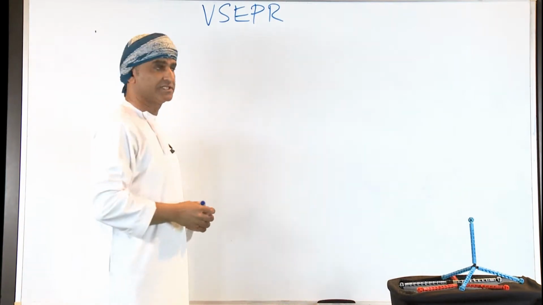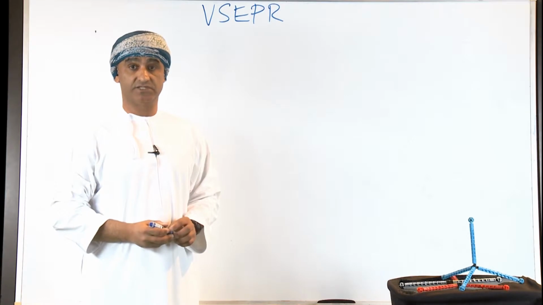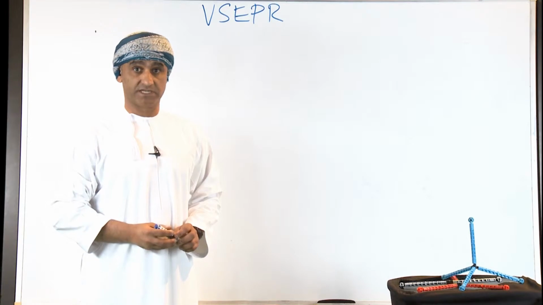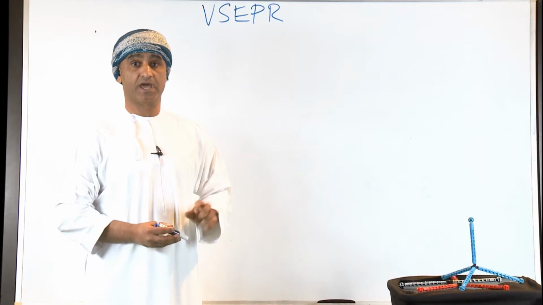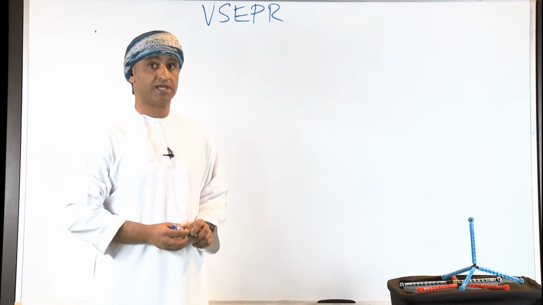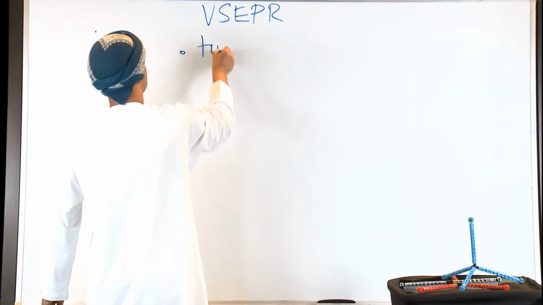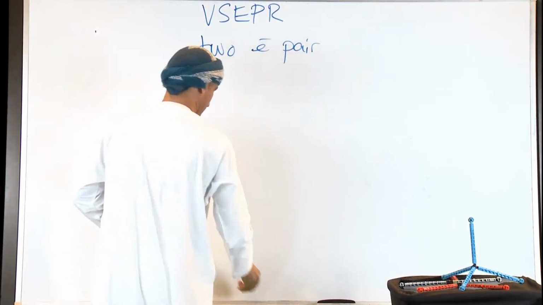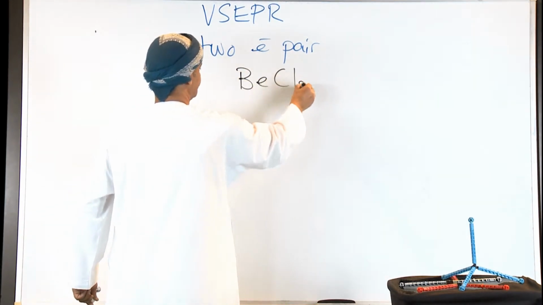this model, or the valence shell electron pair repulsion model, is based on minimization of repulsions between electron pairs. We are talking about minimization of repulsions between a bonding pair and a bonding pair, a bonding pair and a non-bonding pair, and repulsions between non-bonding pairs. Let's take different electronic cases, beginning with a 2-electron pair case. And in this case, we take beryllium chloride, BeCl2.